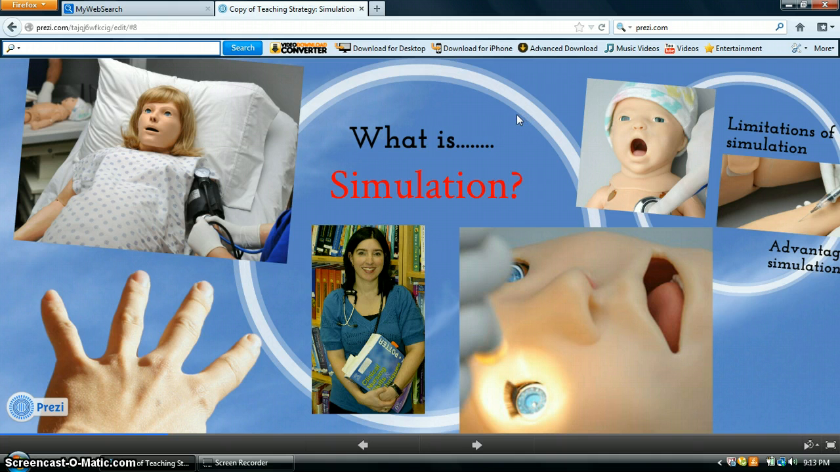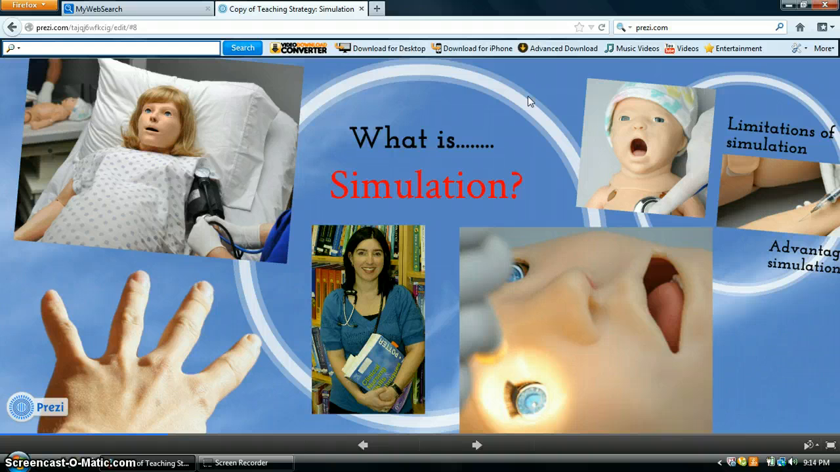Students become active learners. Simulation is defined as a representation of the behavior or characteristics of one system through the use of another system. Use of simulation in healthcare is a technique rather than a technology. And that's something that's really important to consider.